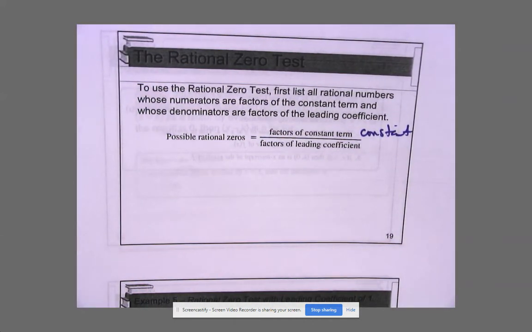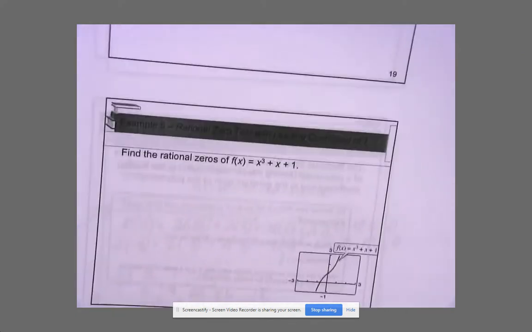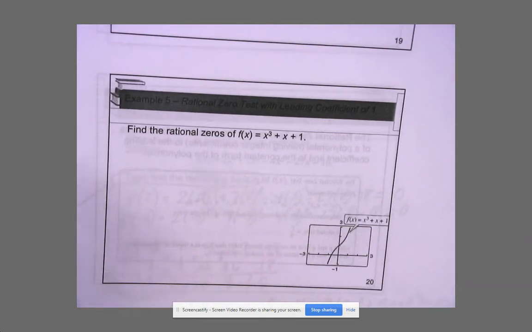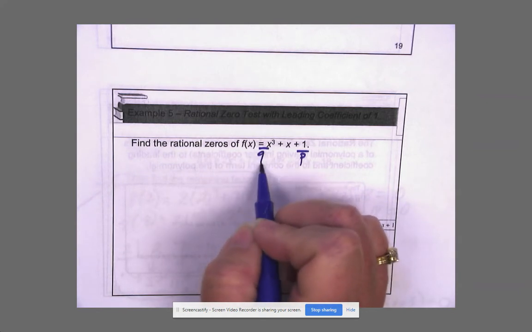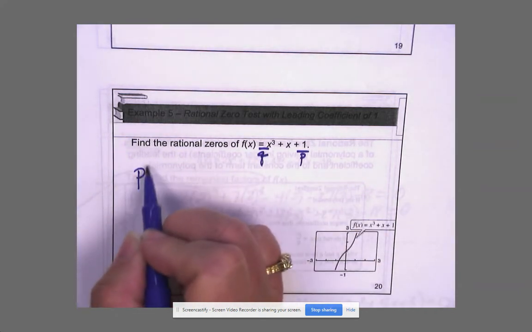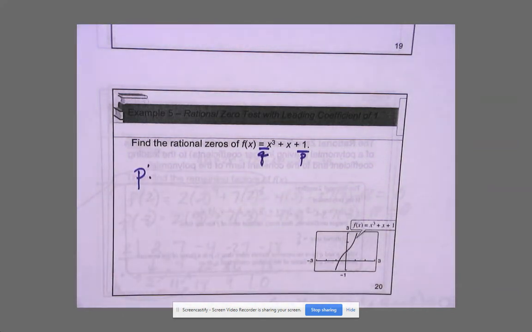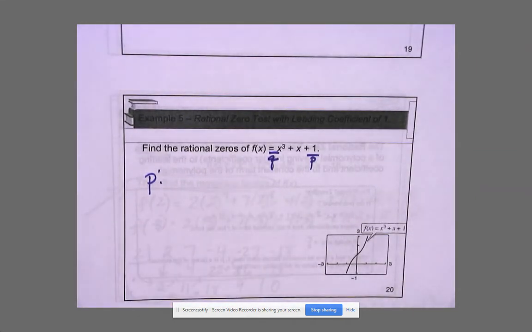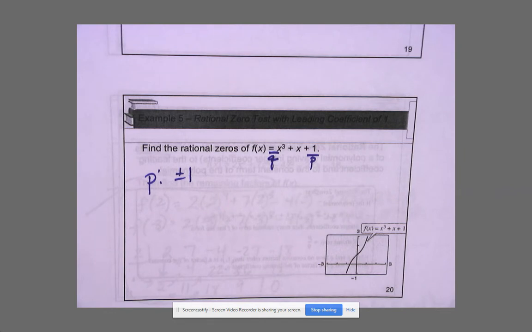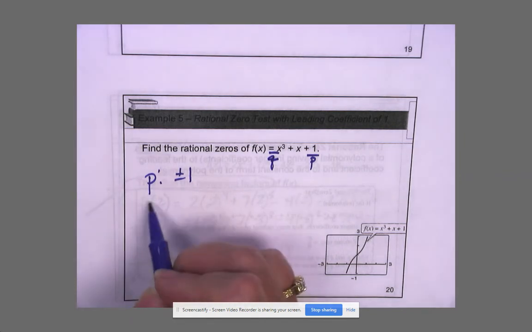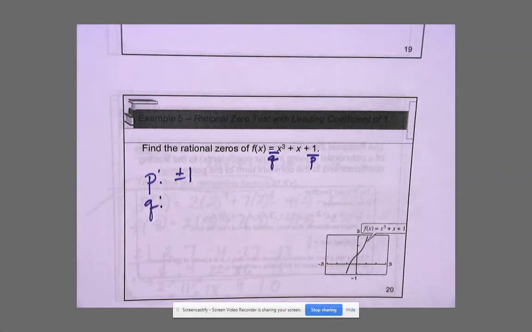So let's look real quick at what we have. As we look down to this definition, this is your P. This is the coefficient. This is Q. What are all the ways, all the factors of P? All the factors of P. Well, plus or minus what? 1. I can take 1 times 1, negative 1 times negative 1. What are all the factors of Q?